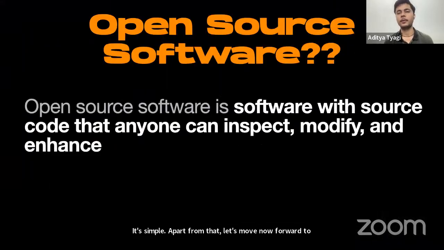open source software. So we have done Git, we have done version control systems, we have done GitHub. Now let's move forward to open source software. So what is open source? Basically, open source software is software with source code that everyone can inspect, modify, and enhance. That is the formal definition.